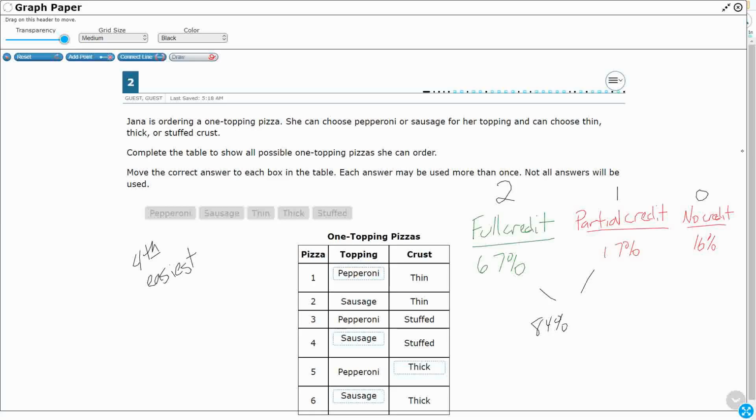So even though this did have drag and drop and there was possibly a little bit of confusion as to reading this, once students saw the pattern here, it does seem pretty straightforward. You have two thins, two stuffeds, two thicks, and then you're just repeating pepperoni sausage, pepperoni sausage, pepperoni sausage. So you can kind of figure it out without even creating your own diagram. You can kind of see that pattern and figure that out.